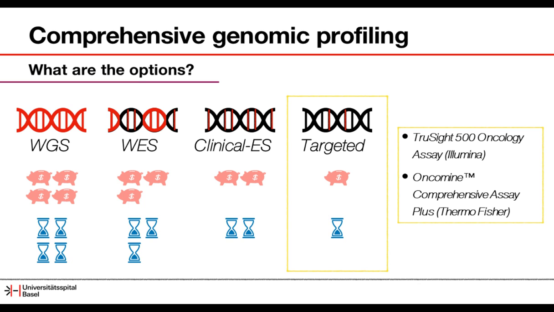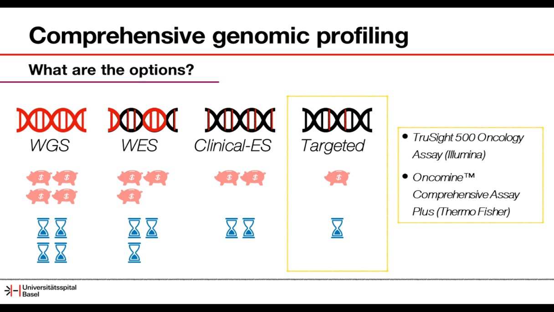And then we have clinical exome sequencing, which instead is sequencing only clinically relevant or, let's say, cancer-related exons. However, here we are still talking about expensive methods that also require really time-consuming analysis. What has come up in the last 2-3 years is actually targeted sequencing approaches, which anyway are broad enough to allow comprehensive genomic profiling.